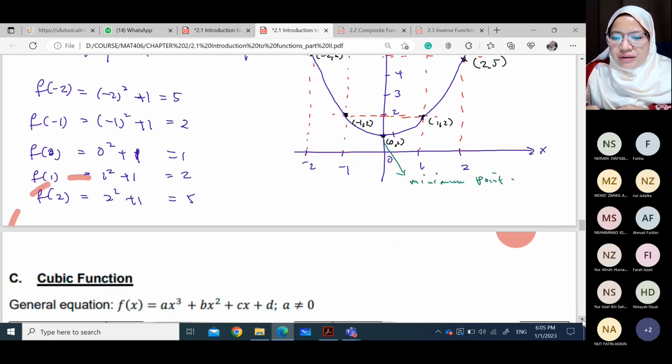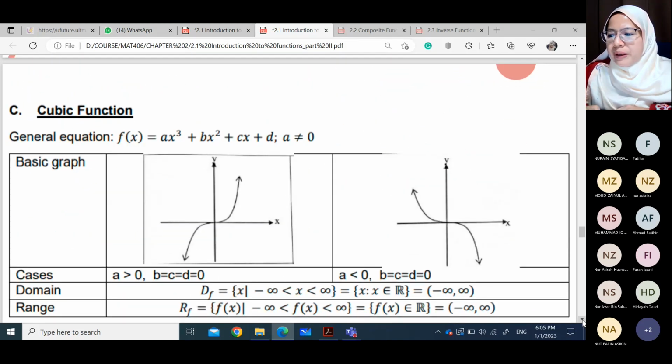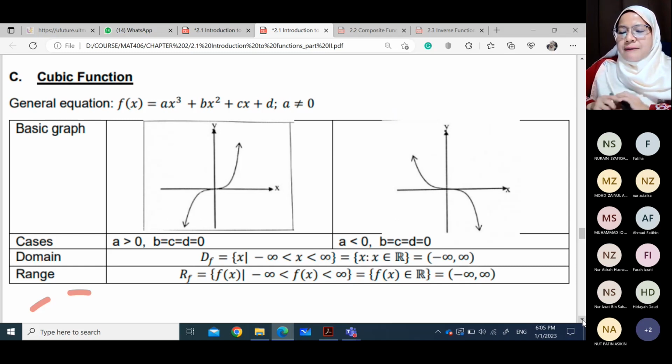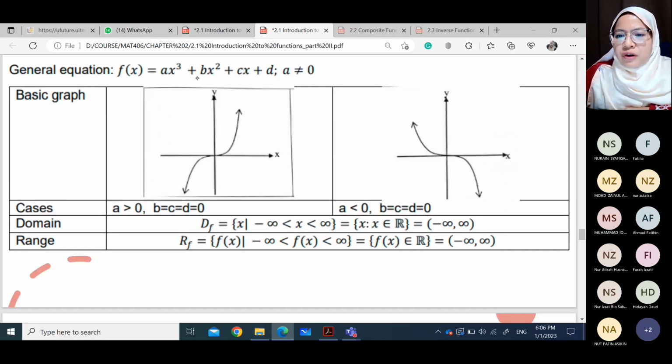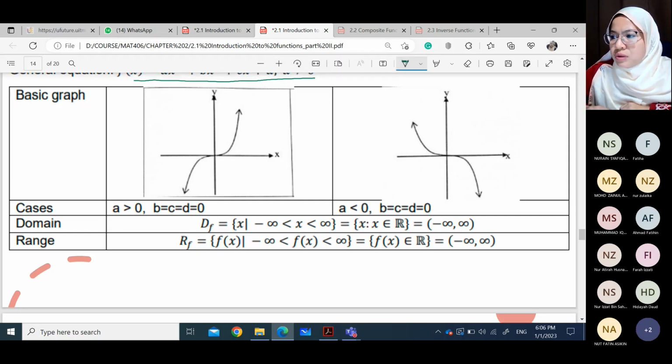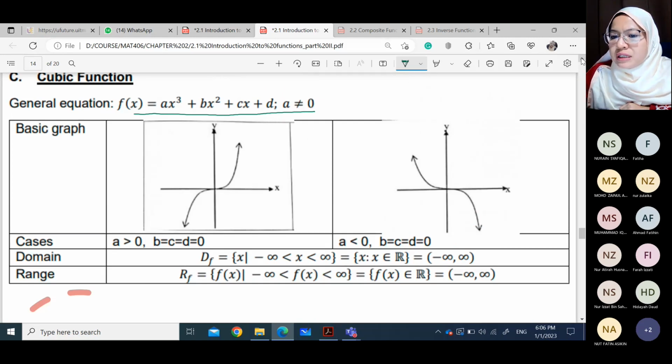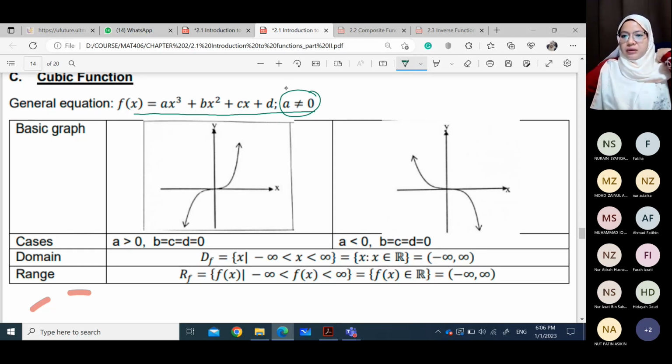Okay, so this one is about quadratic. So next is about cubic. So cubic function. General equation for cubic is ax cubed ataupun ax to the power of 3 plus bx squared plus cx plus d, and a cannot be equal to 0. So kalau a sama juga dengan kosong, katakan A 0, so kita tak ada yang ni. So dia akan jadi quadratic. So that is why A cannot be equal to 0. A can be any number except 0.